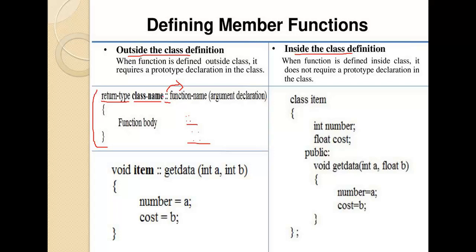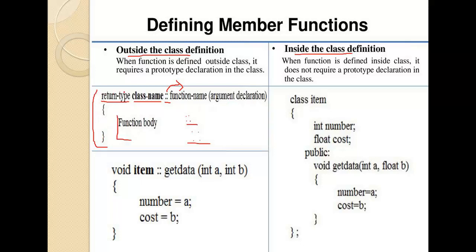This scope resolution operator we will be using throughout the program. Wherever we are going to define the member function outside the class definition, we will be using this scope resolution operator. So return type, space, class name, scope resolution operator, function name, within brackets, if we have arguments, we will go for argument declaration. If there is no argument for the particular program, then you can leave it. And within curly braces, we will have the function body.